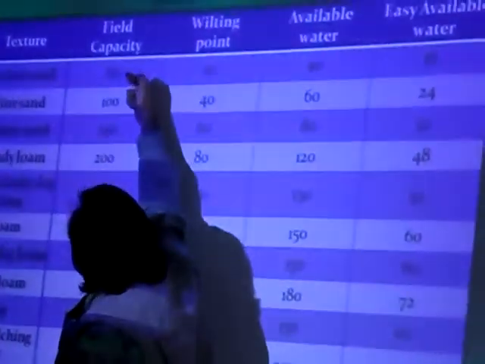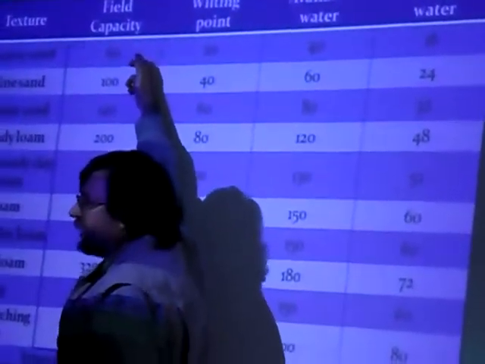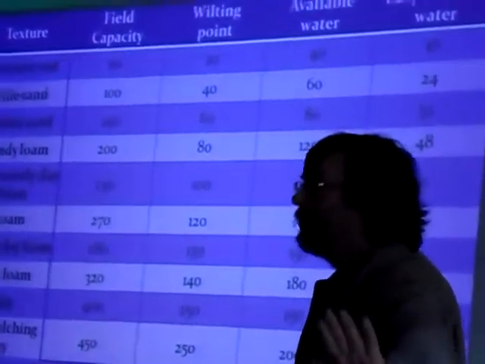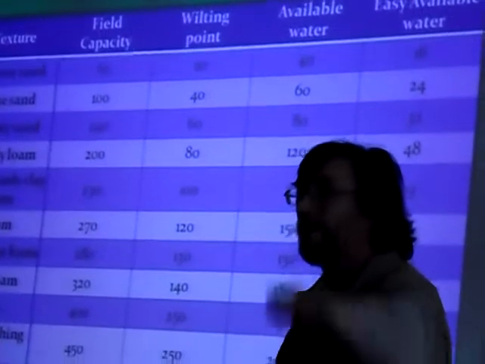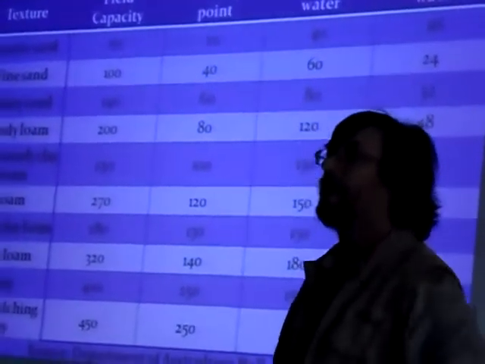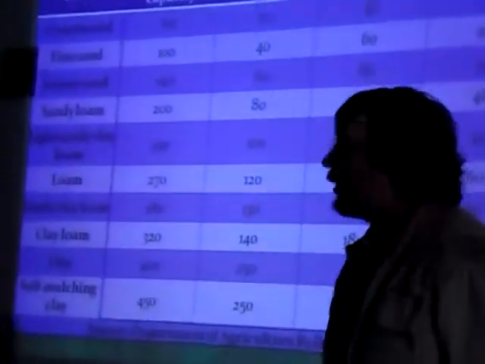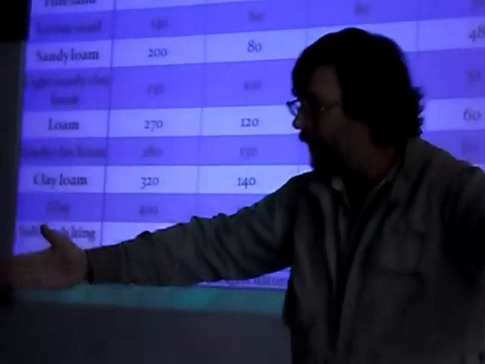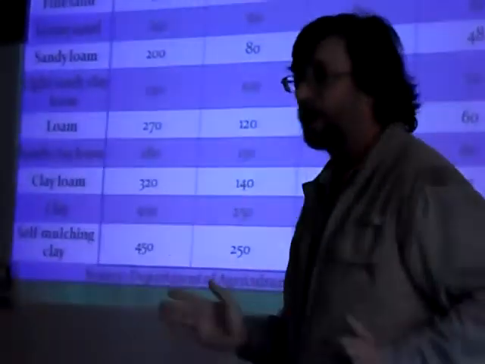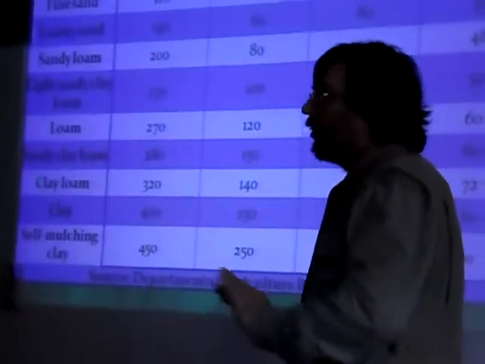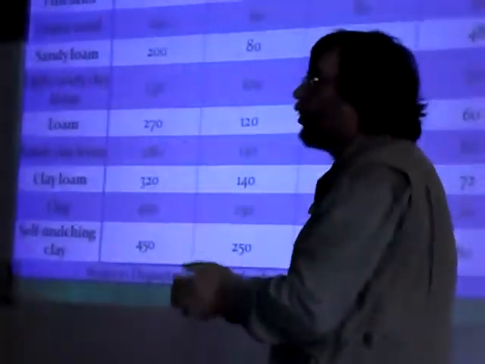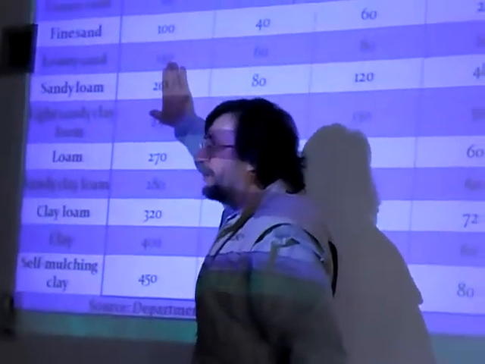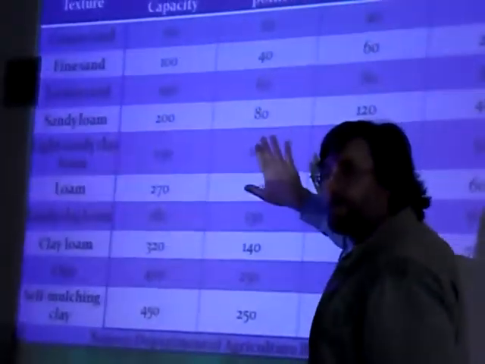In coarse sand, for 1 meter of soil, I can keep 60 millimeter of water per meter depth of soil. Per cubic meter of soil, it's 60 liters of water stored in that soil. But not all that water is available for the plant.